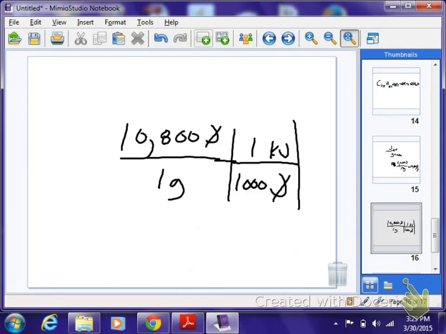So that would be 10,800 in my example. No, I'm sorry. It'd be 10.8 kilojoules per gram. Okay, so show that on the next step.